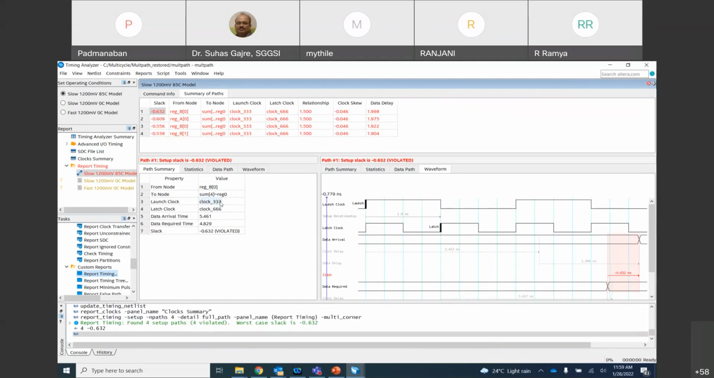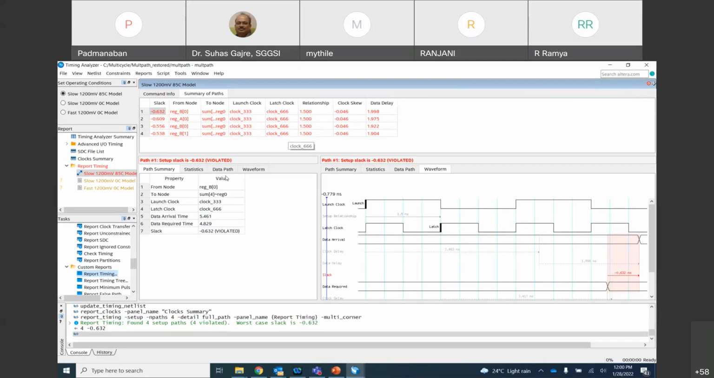So now from clock 333 to clock 666, you can see that slack is violated, because the required time is only 4.8, but the arrival time is 5.4. 4.8 minus 5.4, you can see it is showing a negative slack. And you can see the launch clock is 333 and the latch clock is 666, and they are not the same. There are two different clocks now.